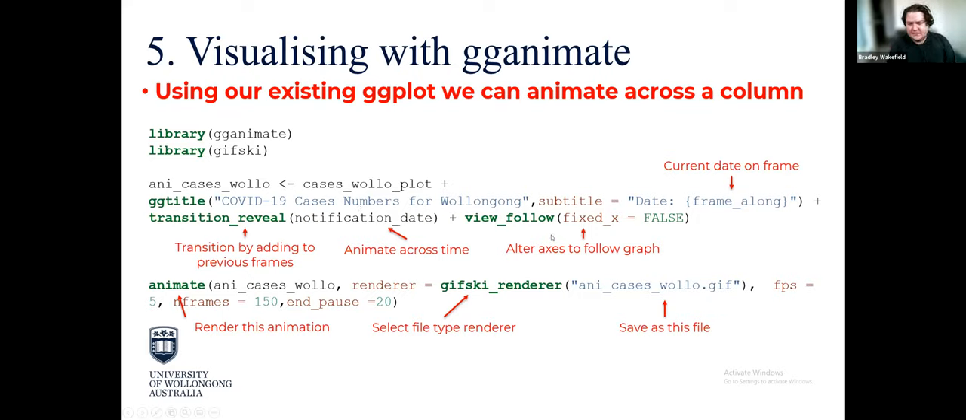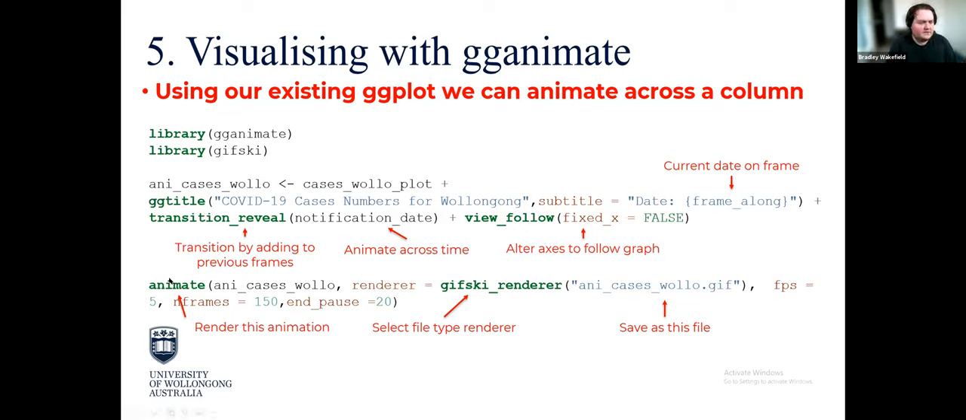And this argument here, view follow, means that the axes will change based on the scale of the data. So our axis will change to account for when our cases go up and when they go back down. So we can see very clearly moving in different scales.